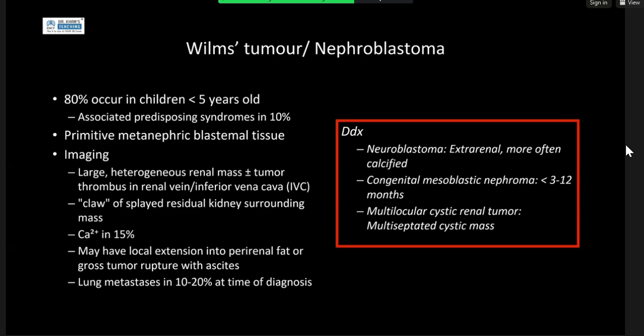But you can see why you need to look at the other imaging as well, because on coronal you can easily think that it comes from the liver when it doesn't. Okay. Yeah, so this is just differentials.